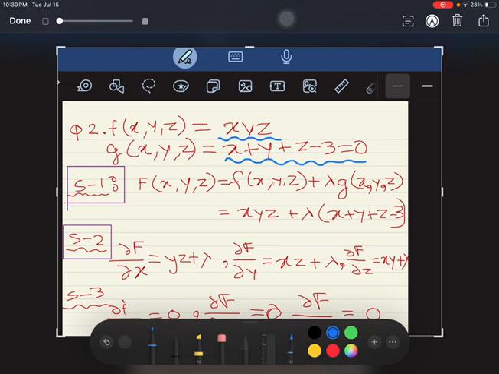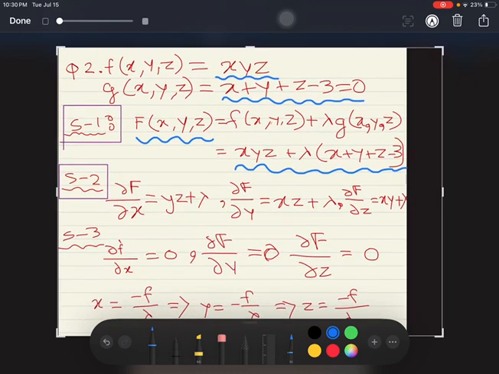The auxiliary equation is the main function f x y z, which is x y z plus lambda times x plus y plus z minus 3. So in the second step, we have taken partial differentiation of the main function with respect to x, with respect to y, and with respect to z. With respect to x, we have got yz plus lambda. With respect to y, we have got xz plus lambda, and with respect to z, we got xy plus lambda.